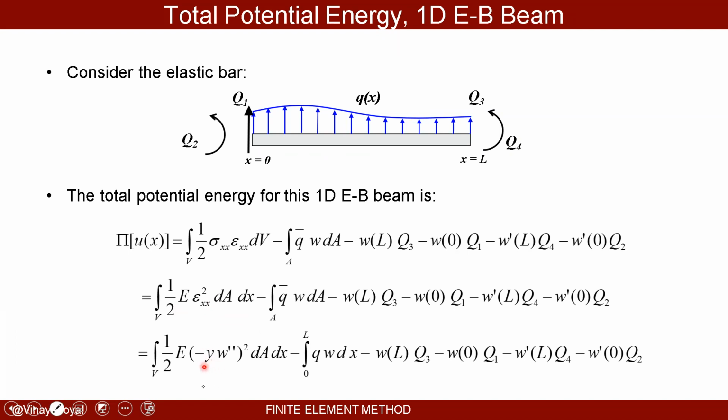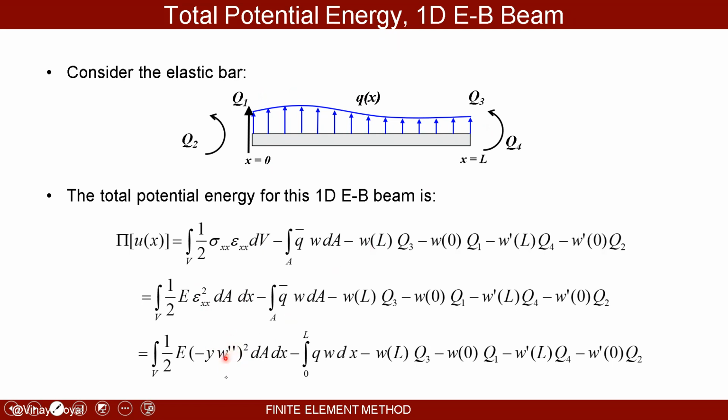equal to y times w double prime. So epsilon xx is y times w double prime, where w double prime is the curvature. So I want you to revisit the boundary value problem lecture so you can see this was true, and I don't want to rederive it. w is a function of x alone. It's not a function of y because we're only looking at transverse deflections. And it does not depend on z either, the thickness.